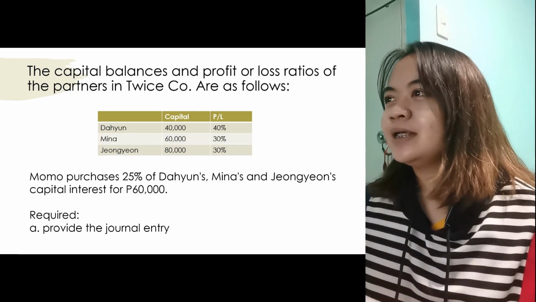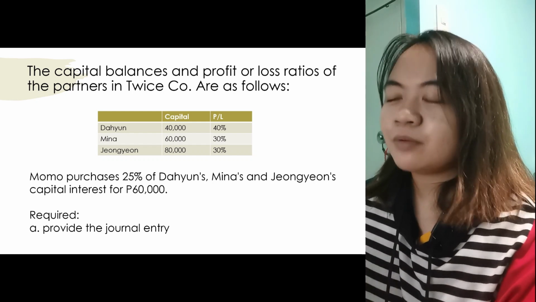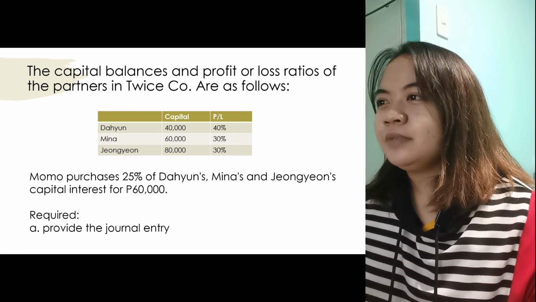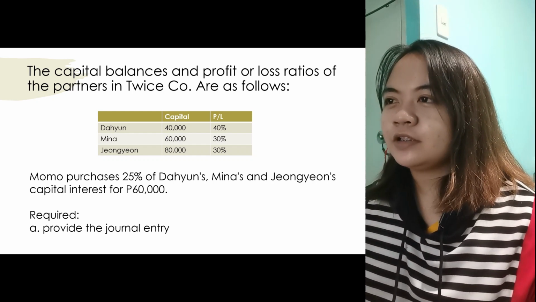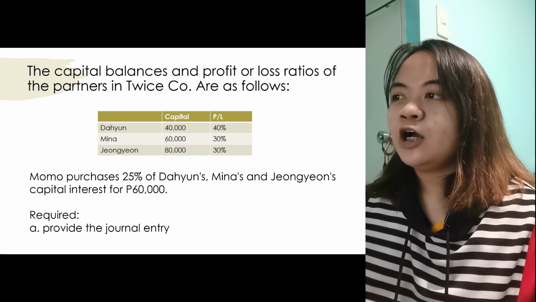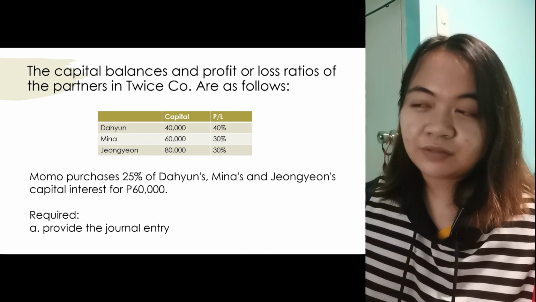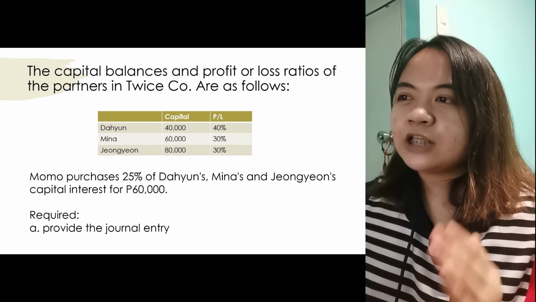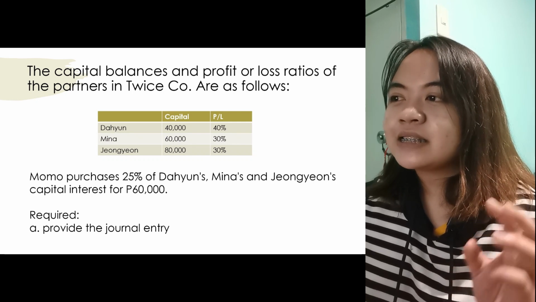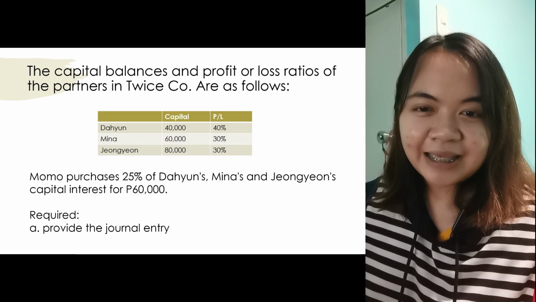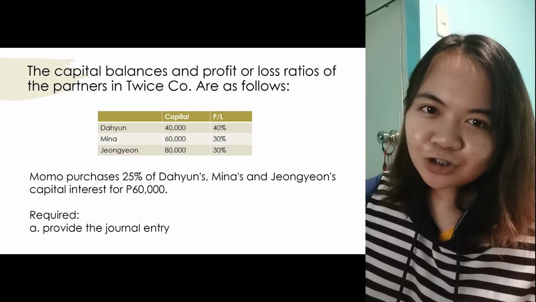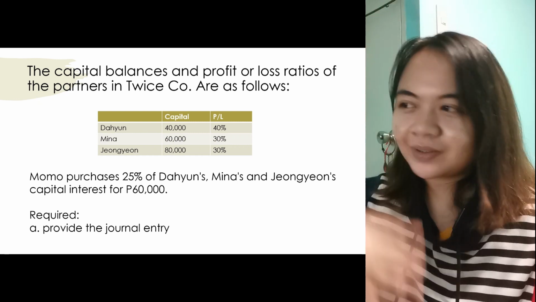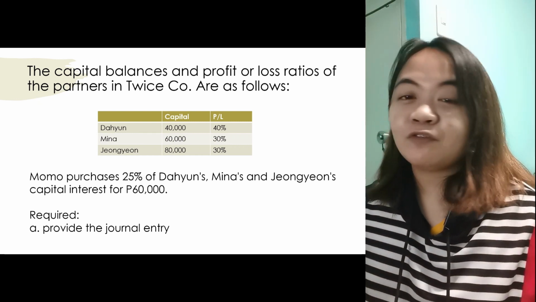So, iba't ibang scenarios tayo, ha? So, the capital balances of profit or loss ratio sa partners Twiceco. So, ganun pa rin. Okay? Dayon, Mina, Jonghyun. So, you have 40, 30, 30, and then capital of 40, 60, 80. Momo purchases 25% of Dayon. So, iba na ang scenario niya. 25% of Dayon's, Mina's, and Jonghyun's capital interest for 60,000. So, medyo dumami yung kanyang bili. Si Dayon, si Mina, si Jonghyun, 25% ng kanilang capital interest. So, binilhan niya lahat. Okay? So, ang kailangan is provide a journal entry.